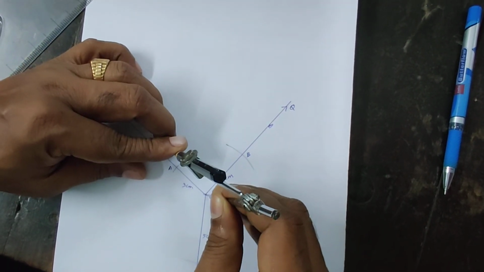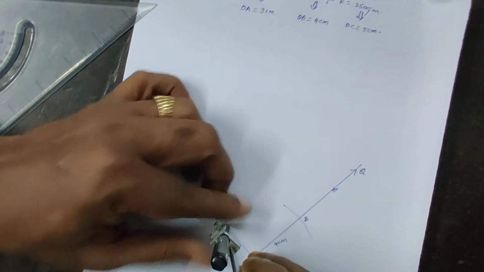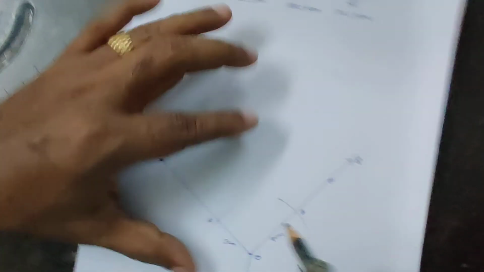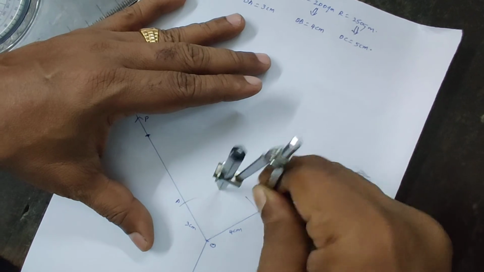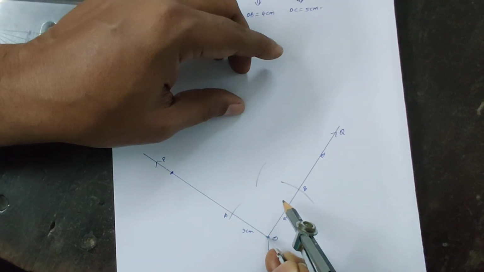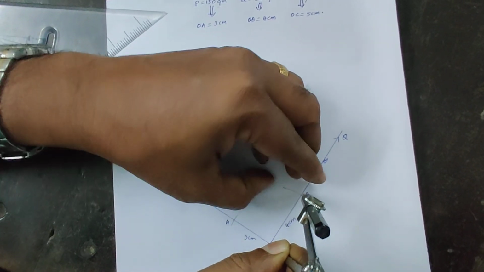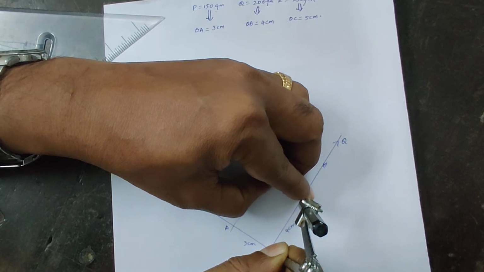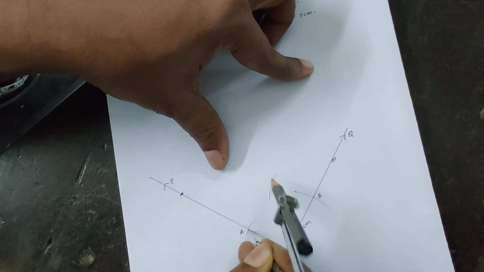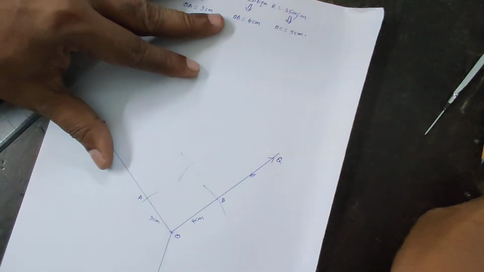As I said, we should take OA as the distance. With OA as distance and B as center, draw an arc. Then with OB as distance and A as center, another arc is drawn. Okay, so this is going to be marked as D.